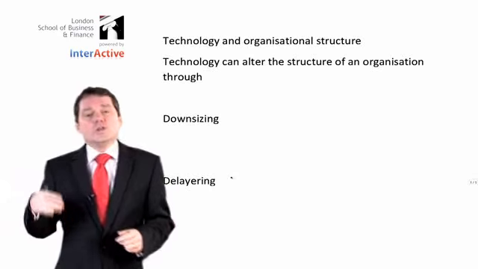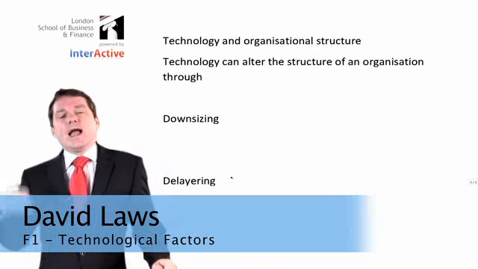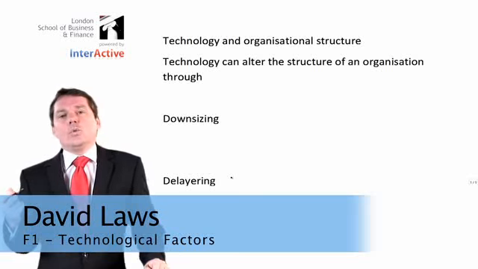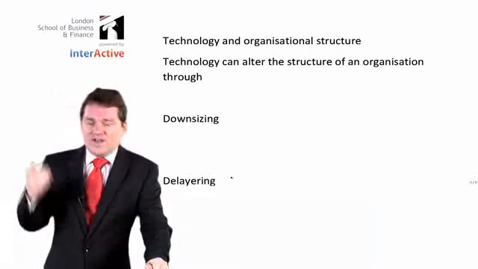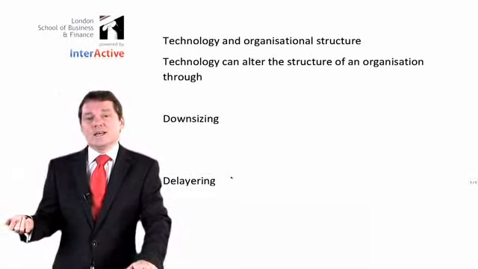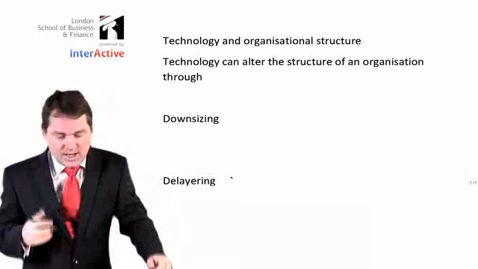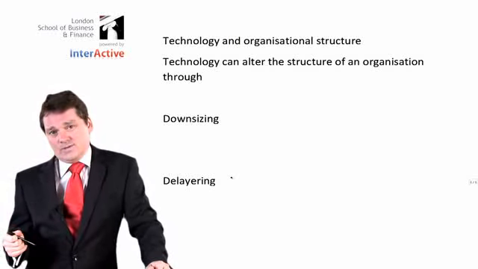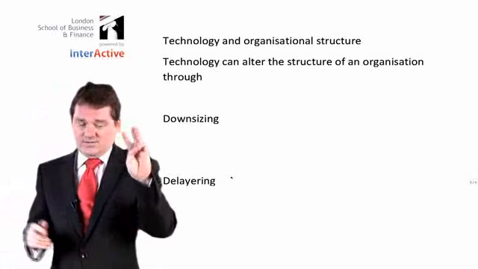We have seen that the organisation has a structure to it. We talked about things like spans of control, various levels of hierarchy, and centralisation. This particular section is looking at the impact that technology has on your structure, and it basically affects three different things.